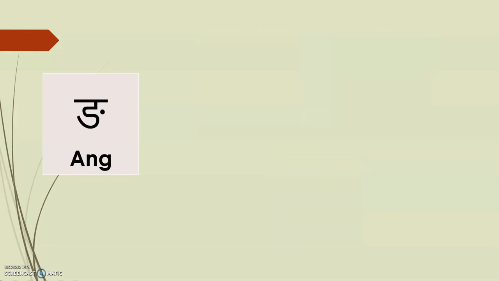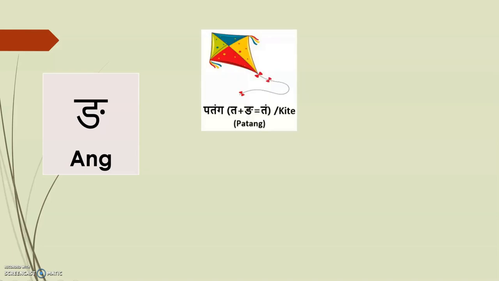Now let's go to the last letter that comes under the first group. The last letter is Anga. Here in this picture, we can see a kite, which is Patang in Hindi. In Hindi, no word begins with the letter Anga, but it can be used in words. I hope these five letters with examples are clear to you.